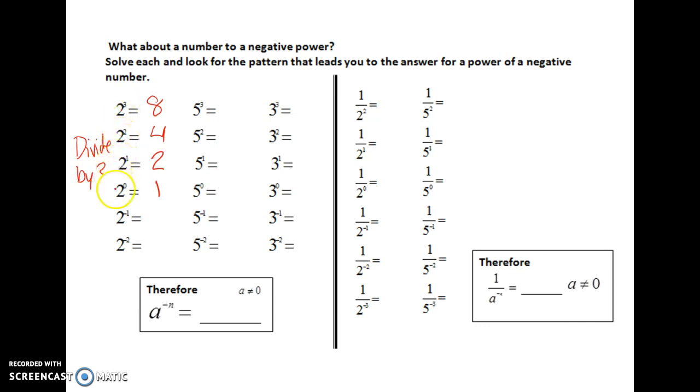So we're dividing by that base of 2. So if this holds true, 1 divided by 2 is just 1/2. And then we would take 1/2 divided by 2. So half divided by 2 is really 1/4.